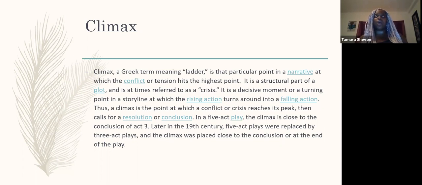So the climax, this is the highest peak of excitement, the turning point of the story, okay? So what happens here is where the tension hits its highest point. It's a structural part of a plot, and is sometimes referred to as a crisis. It is a decisive moment or a turning point in a storyline at which the rising action turns around into a falling action. So it starts, this is such a crazy moment, the only thing we can do is try to fix this moment. Okay, so in a 5-act play, the climax is close to the conclusion of Act 3. So this means that basically in total, if you're looking at this in a grand scheme, the climax is the most important, exciting part.